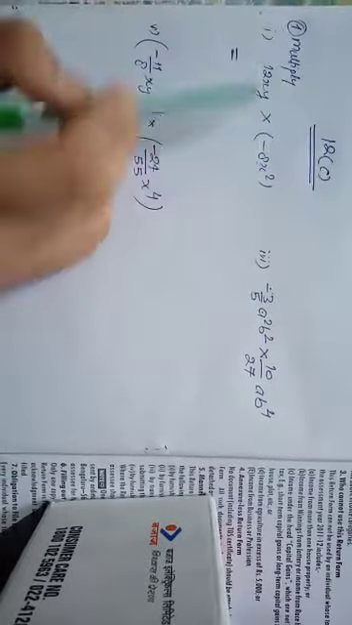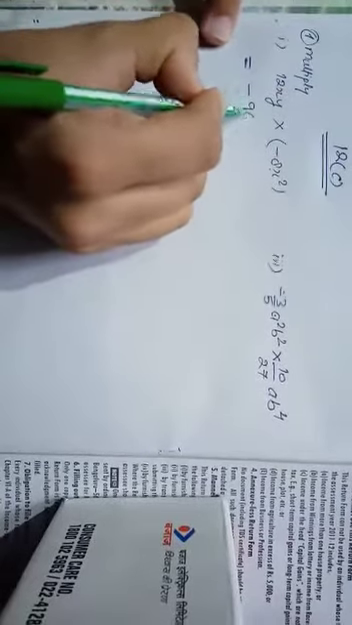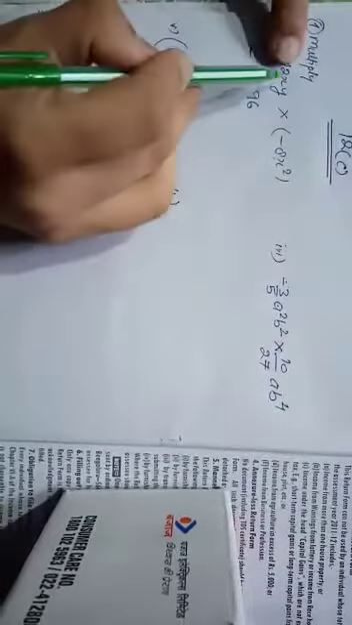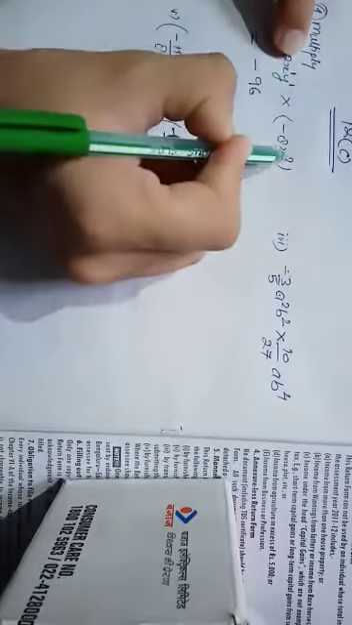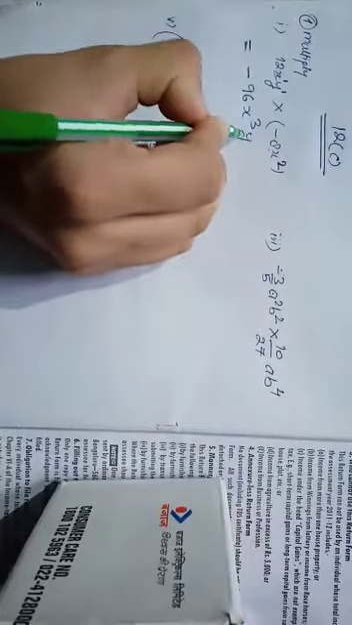12xy into minus 8. First of all, multiply 12 with 8. 12 into minus 8, that is minus 96. Then the main thing is x to the power 1, y to the power 1, and x to the power 2. So x to the power 1 plus 2, so x to the power 3, because the same base, so the powers will be added, and y to the power 1, so y. So the answer is minus 96 x cube y.